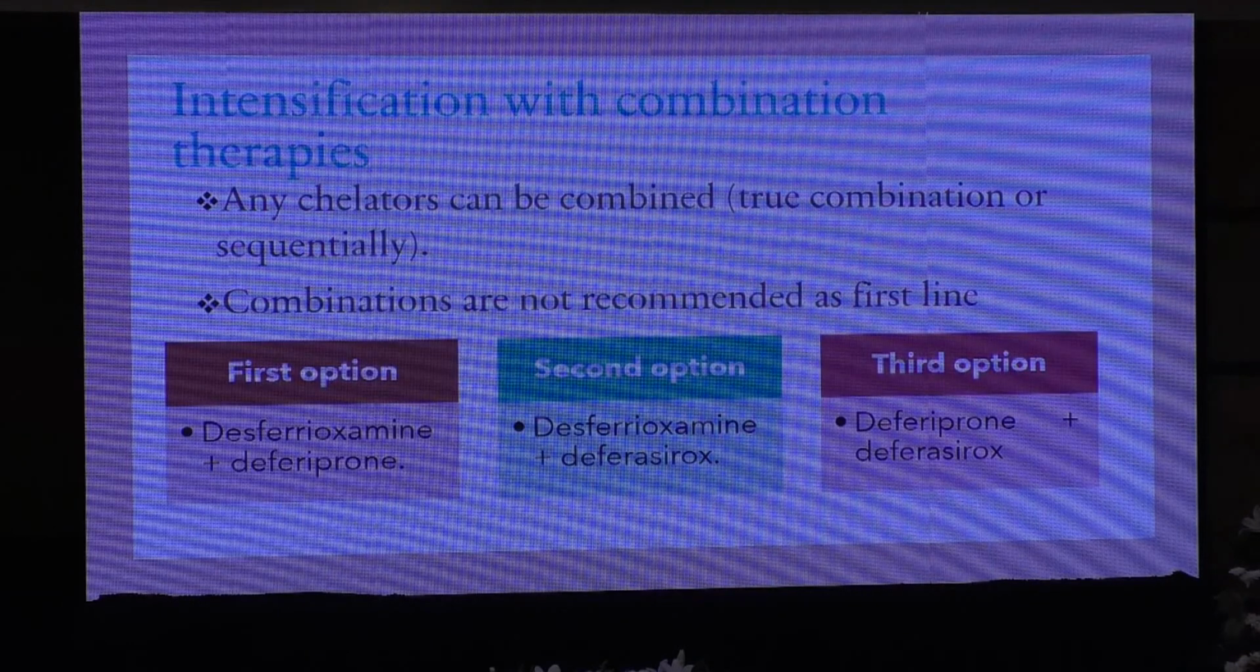Intensification with combination therapy. At this point, there is a failure of monotherapy and intensification of monotherapy to produce the target results we want, or we cannot start the monotherapy, or we cannot increase the dose of the monotherapy to a higher level as it may carry the probability of toxicity for the patient. Here we have many combinations available. We can combine deferoxamine with deferiprone, deferasirox with deferoxamine, deferiprone with deferasirox.